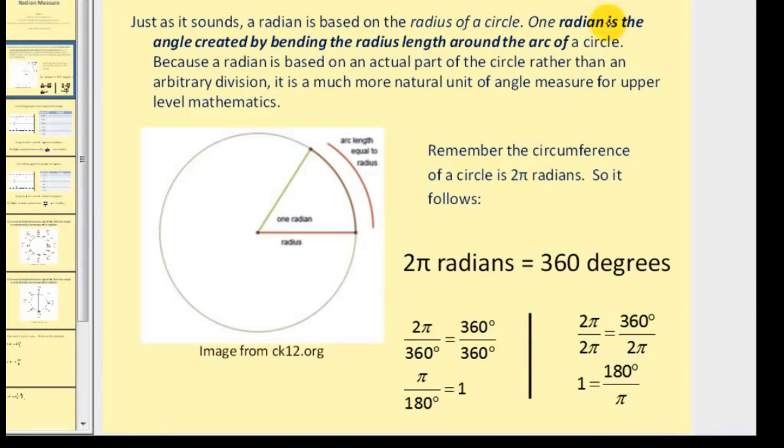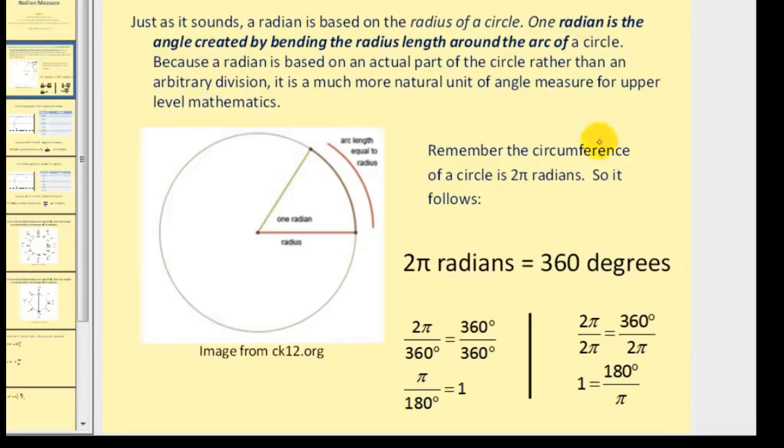1 radian is the angle created by bending the radius length around the arc of a circle. As we see here, the radius in red is the same length as this red arc, and therefore this is an angle of measure 1 radian. Because a radian is based on the actual part of the circle, rather than an arbitrary division, it is a much more natural unit.